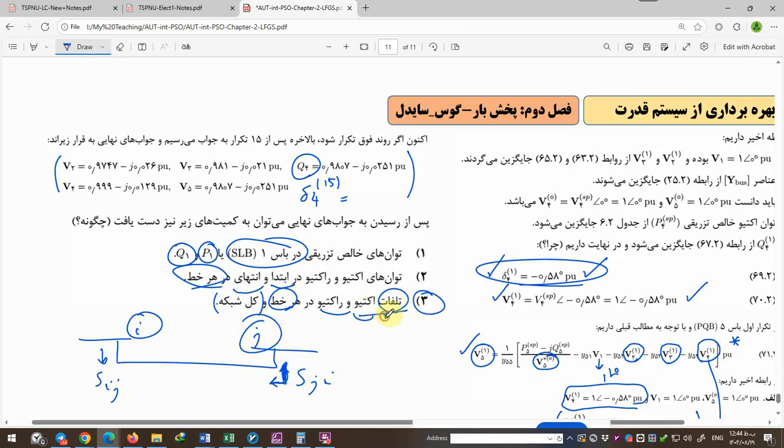Active power loss means 3 R_ij I_ij square, three phase. Or reactive power loss is 3 X_ij I_ij square.